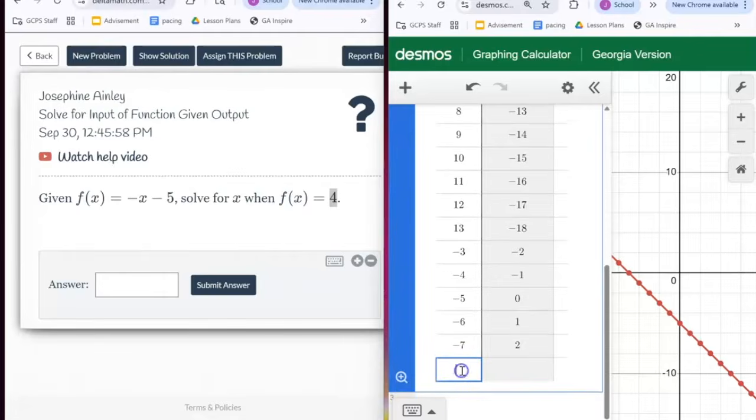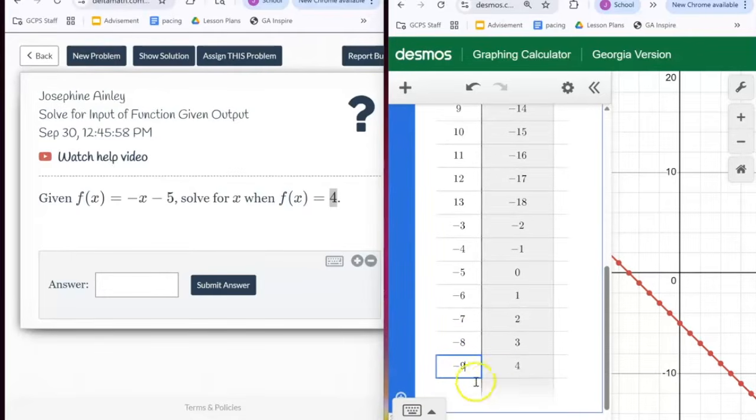-7. -8. And of course you can guess higher. -9. Boom. When x is -9, y is 4. So when x is -9, y is +4.